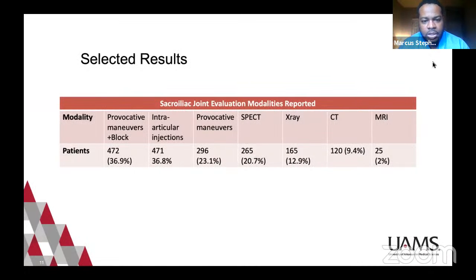23.1% of the patients underwent some type of provocative testing, which we're all familiar with, and I think we'll discuss that a little bit later in some talks later today. And then also 21% underwent SPECT, 13% X-ray, then you had CT and MRI with 9.4 and 2% respectively.